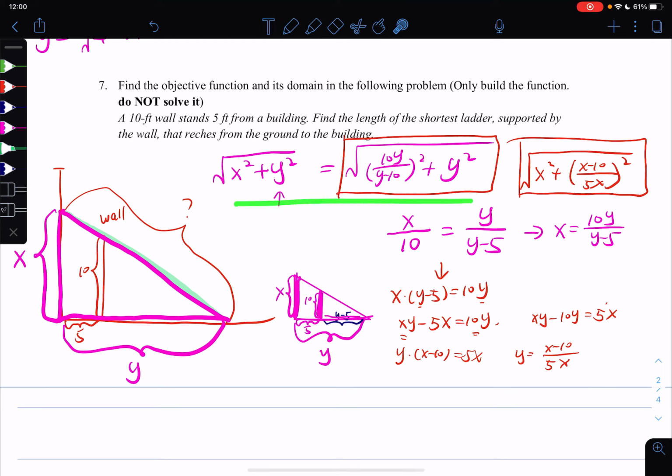My biggest concern is can you build your equation and find the length of the ladder properly, which requires you to be comfortable with the similarity between two triangles.